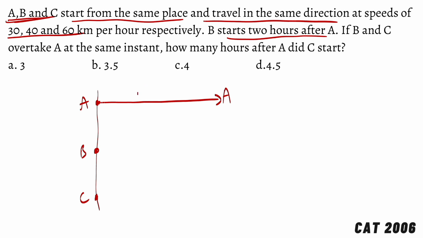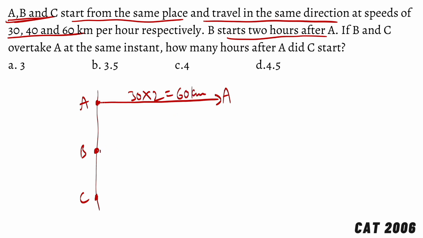Distance is speed into time, right? So what is the speed of A? Speed of A is 30. For how many hours? For 2 hours. So the distance covered by A in these 2 hours is 60 kilometers.